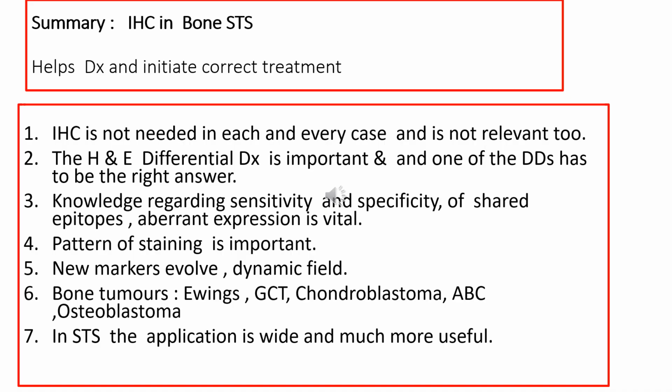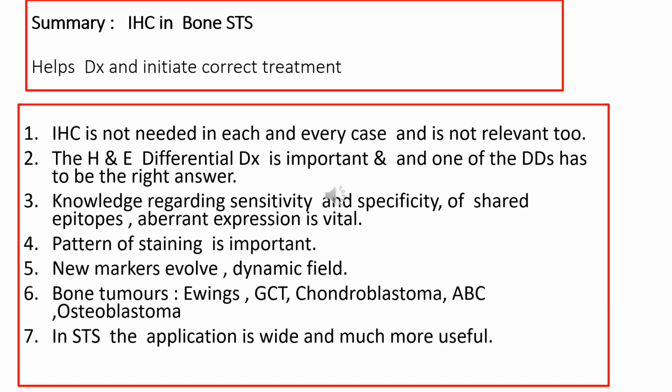Now, the first important basic step before doing IHC is the H&E has to be looked at carefully, and the differential diagnosis is important because that is how one will select the immunostains. So, in the differential diagnosis, one of the answers has to be correct, because if that is not included, then the pathologist is running wrong antibodies, and just by doing immunohistochemistry, one is not going to get an answer or the final diagnosis.